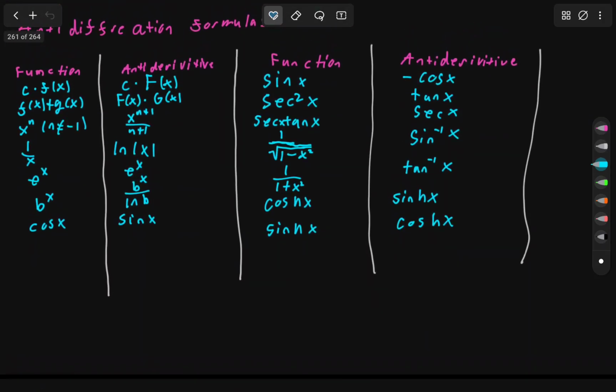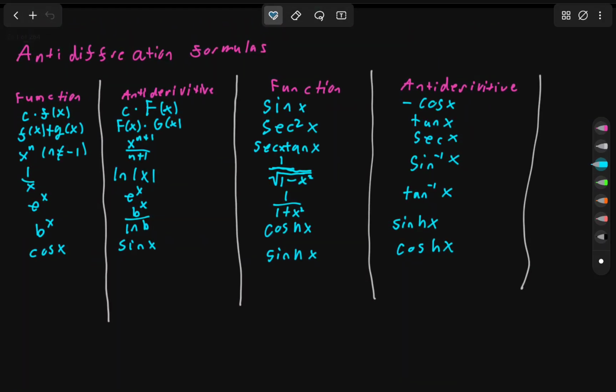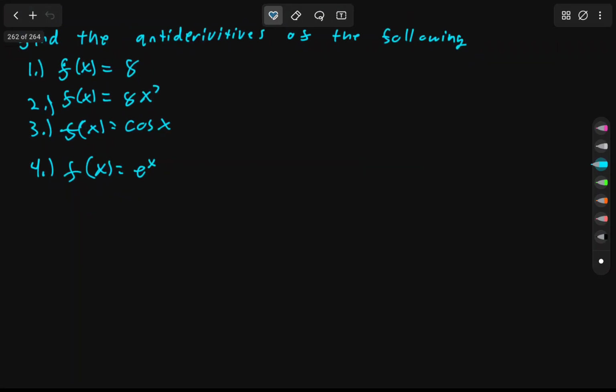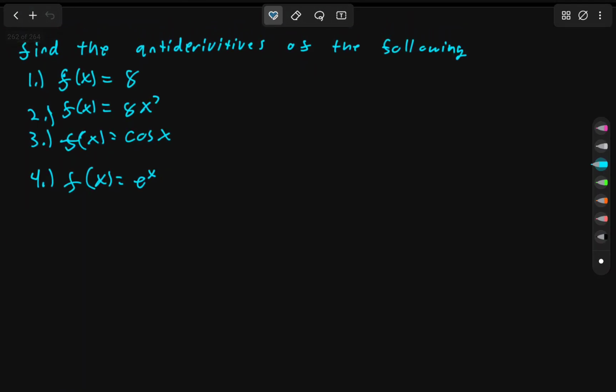Alright, so here is a list of anti-differentiation formulas. I'm going to let you pause the video here and look at it. Alright, now that I've given you an opportunity to look at it, let's try and find the antiderivatives of the following.